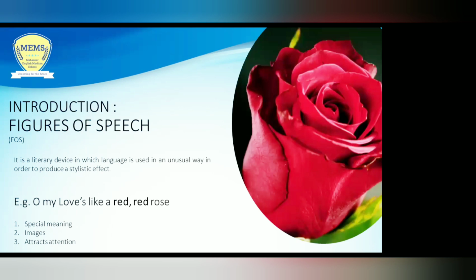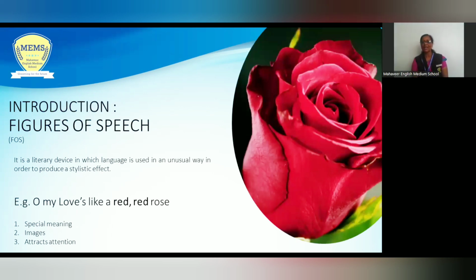Oh, my love's like a red, red rose. If I just say, oh, my love's like a red rose, it conveys an ordinary meaning. The meaning becomes special when I repeat the word red twice in the same sentence. Oh, my love's like a red, red rose. So we are clear with the first point.